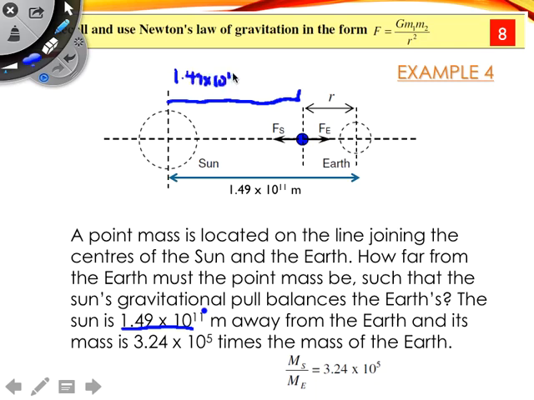1.49 times 10 power 11 minus r. Thank you. Okay, any questions up to now? A lot, too much to answer. Okay.